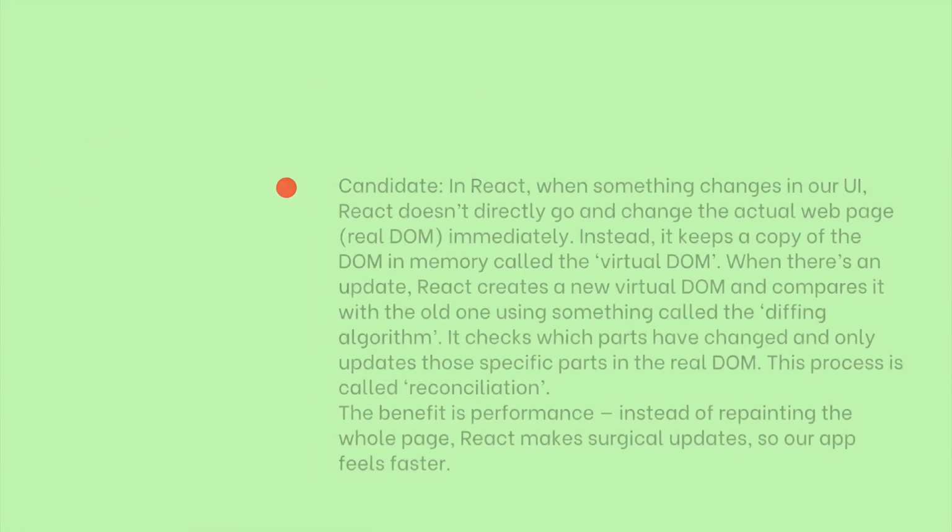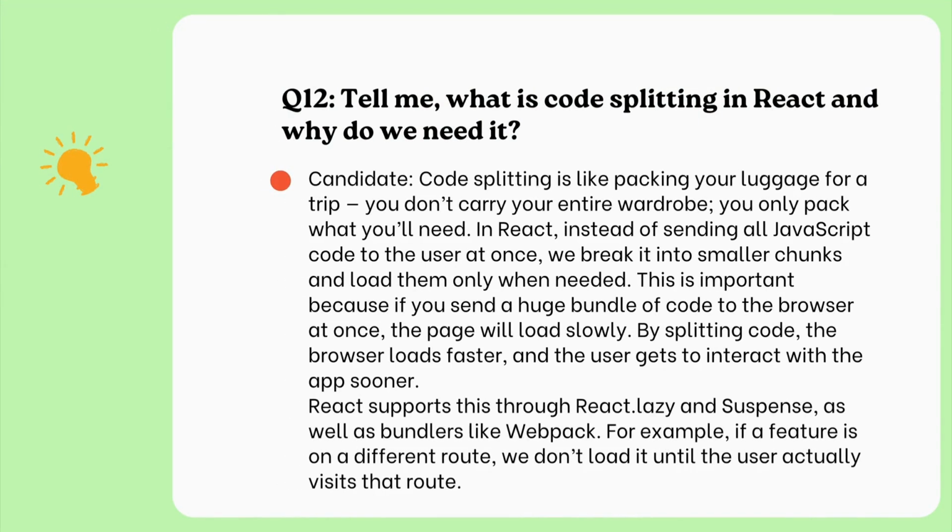Tell me, what is code splitting in React and why do we need it? Code splitting is like packing your luggage for a trip. You don't carry your entire wardrobe, you only pack what you'll need. In React, instead of sending all JavaScript code to the user at once, we break it into smaller chunks and load them only when needed. This is important because if you send a huge bundle of code to the browser at once, the page will load slowly. By splitting code, the browser loads faster and the user gets to interact with the app sooner.